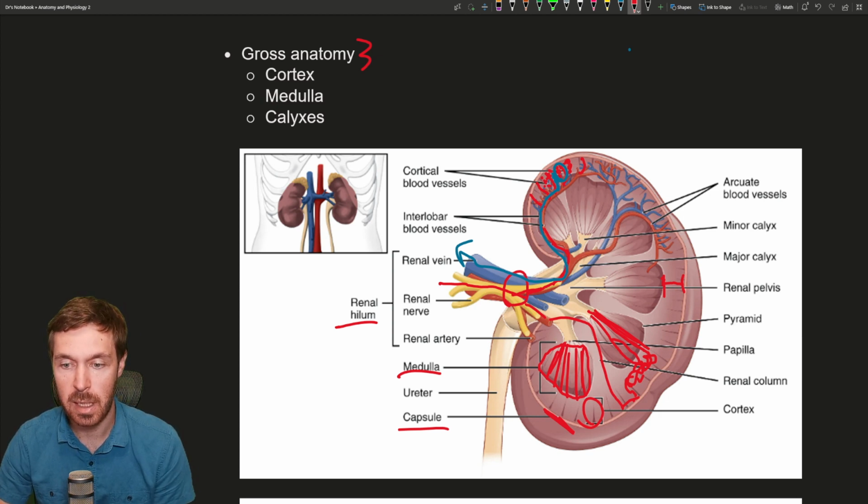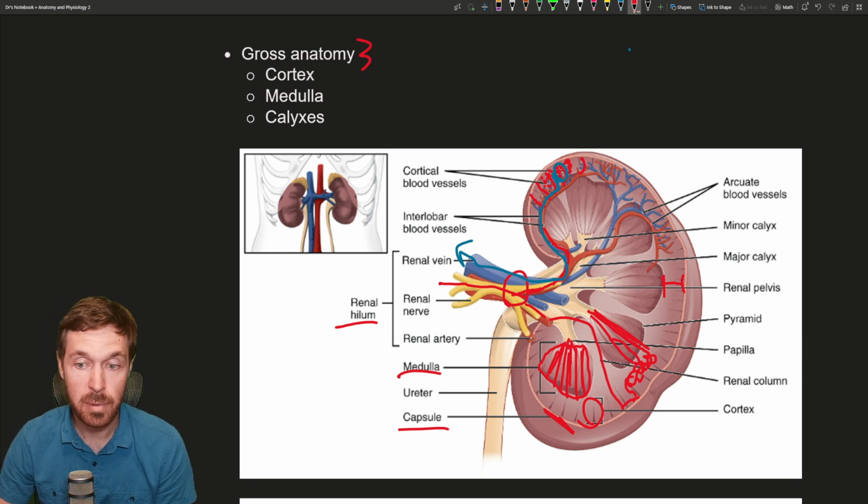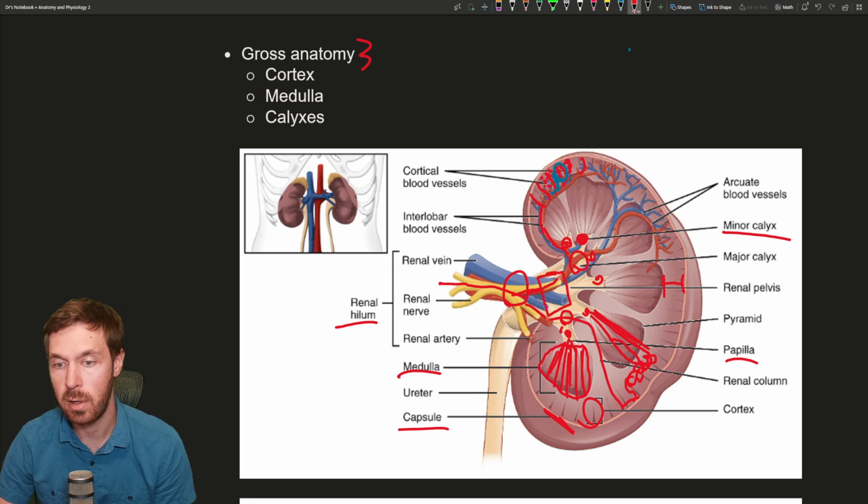These collecting ducts come down and all empty at the tip of the pyramid, called the renal papilla. And here's where urine ends up. Well, not formed, it's where it ends up. The first part where it exits is called the minor calyx, and then a couple of minor calyxes come together to form the major calyx. There's a couple of major calyxes right there.